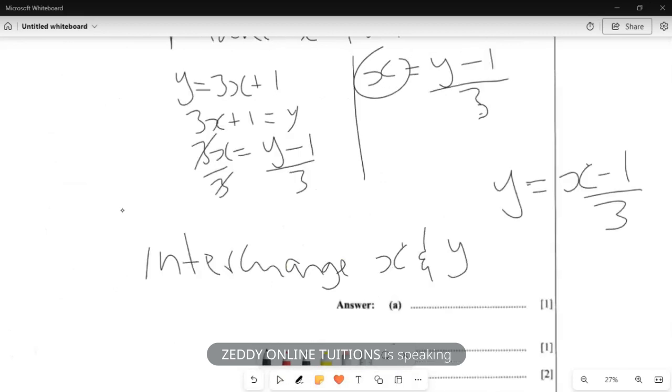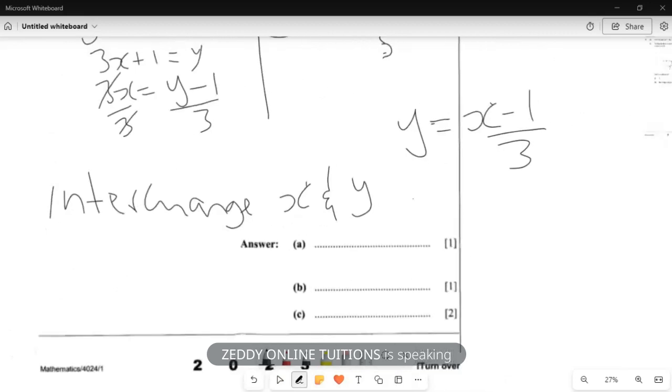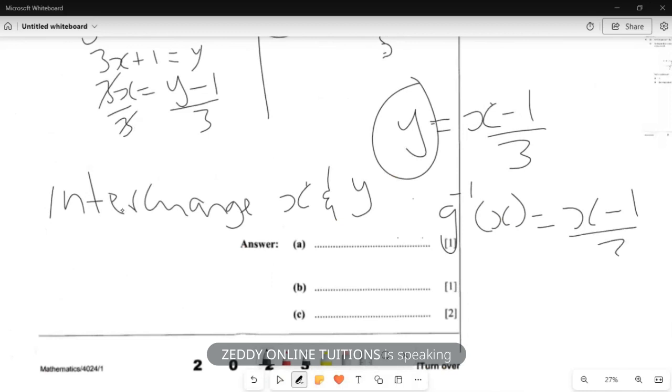And from there we conclude. You just say, therefore, G inverse of X is equal to, without putting this Y, X minus 1 over 3. Understood? Yes. Is anything complicated?